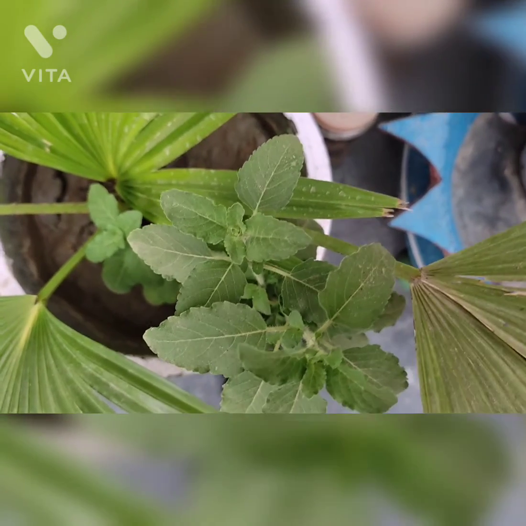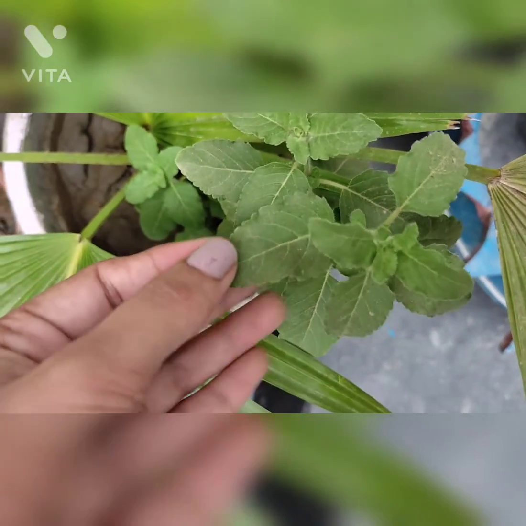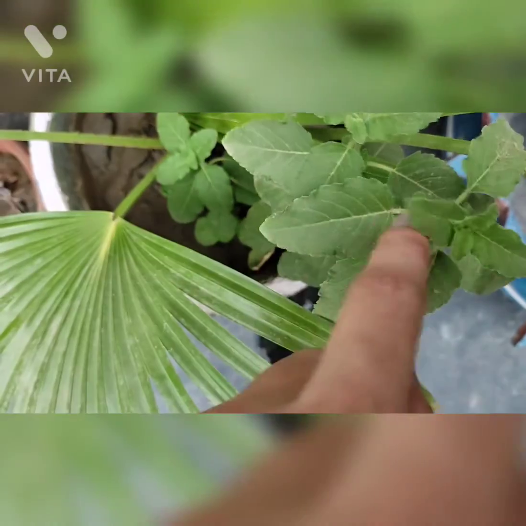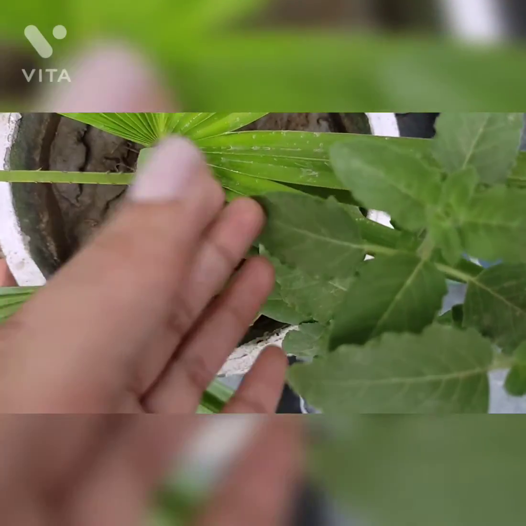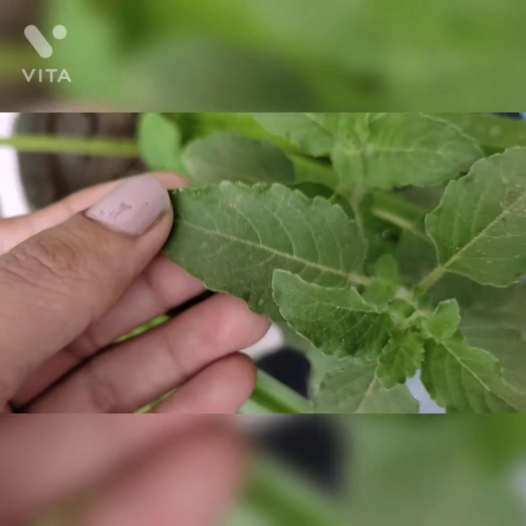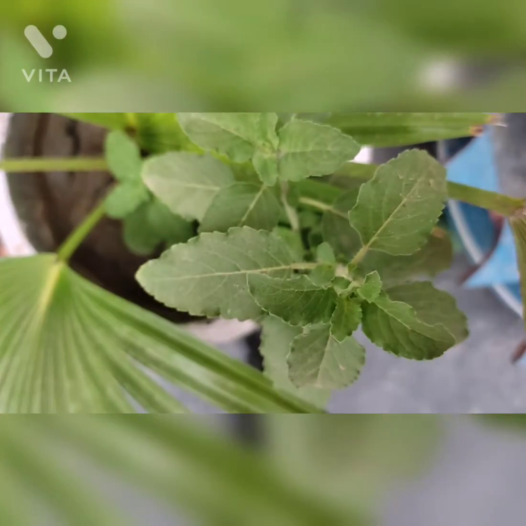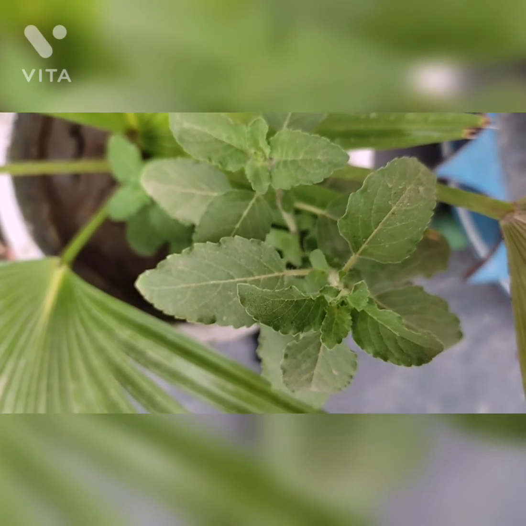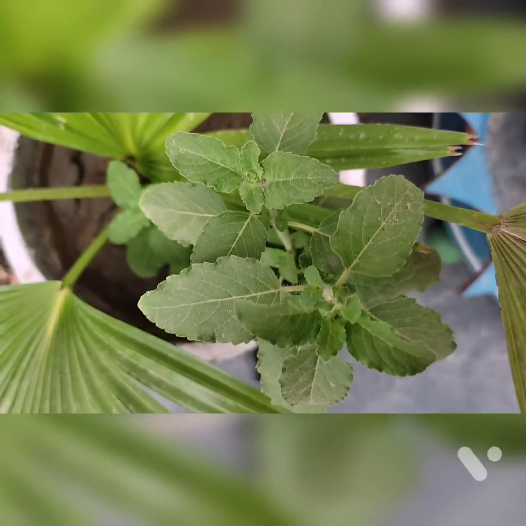This plant is tulsi, or we can say ocimum. So see the leaves of this. Here also one line is in the center, the rest are coming from the side. So which venation is this? This is called reticulate venation. So this plant is also a dicot plant. The plants whose leaves show reticulate venation are dicot plants.